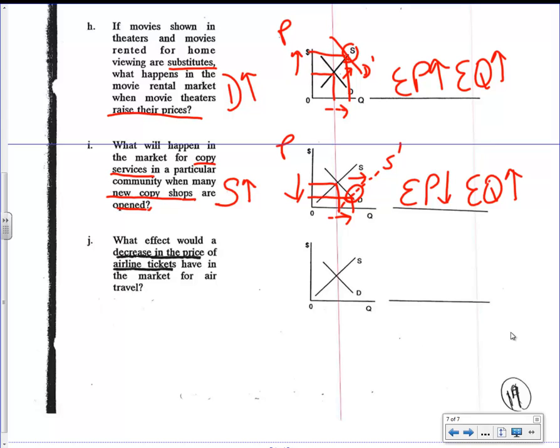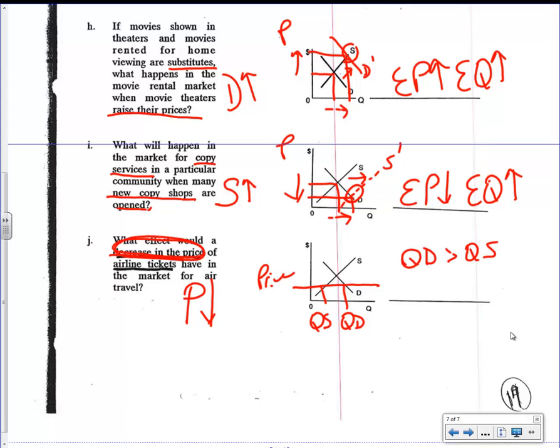Last one, what happens, and it doesn't matter in any market, if the price goes down? Draw it below equilibrium. We have quantity supplied and we have quantity demanded. Since quantity demanded is greater than quantity supplied, we have a shortage in the market. That is a price change.